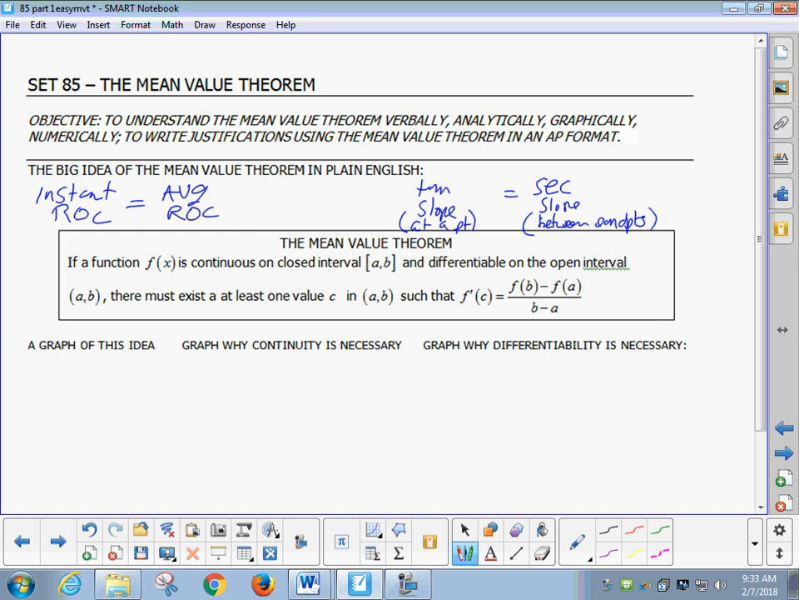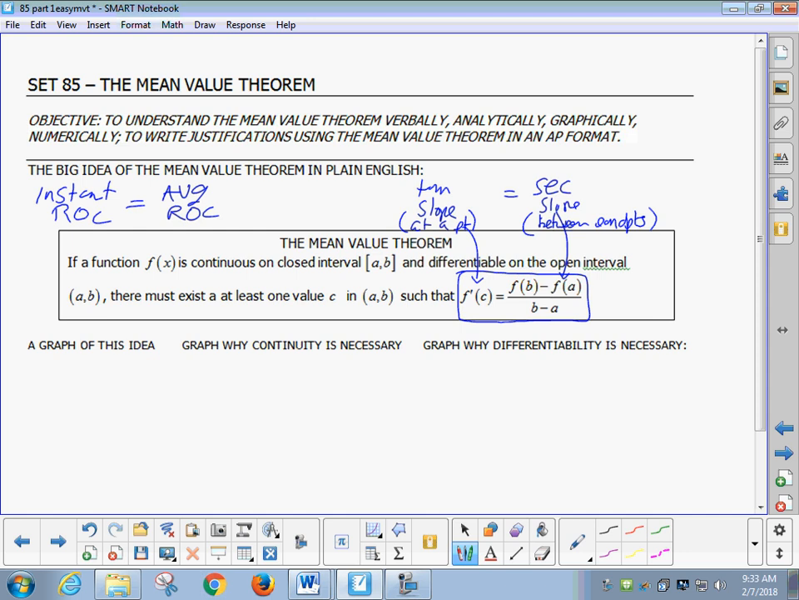If you were to say this symbolically, tangent slope is the derivative. And secant slope, or average rate of change, is the slope between 2 points. If the points are A and B, then the slope between those 2 points would be rise over run, the difference in the f values or y values over the difference in the x values, right? No big deal. This is the formula part of the theorem, but there's a little more to it than that.